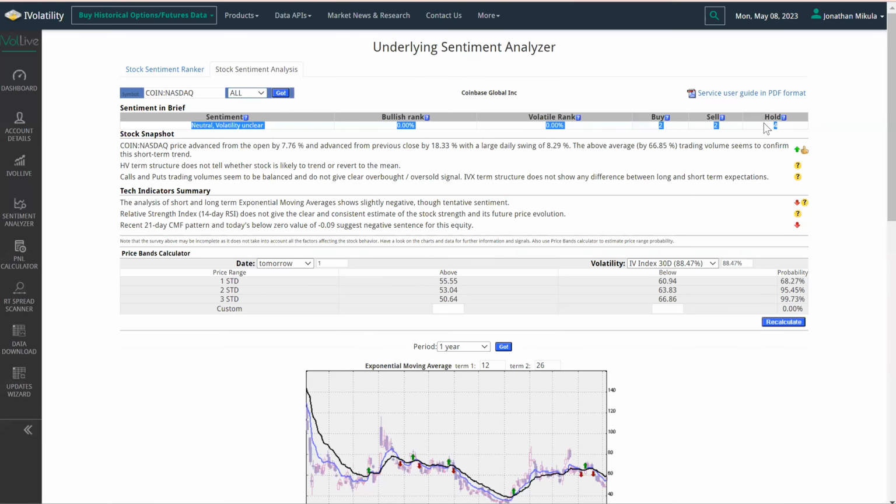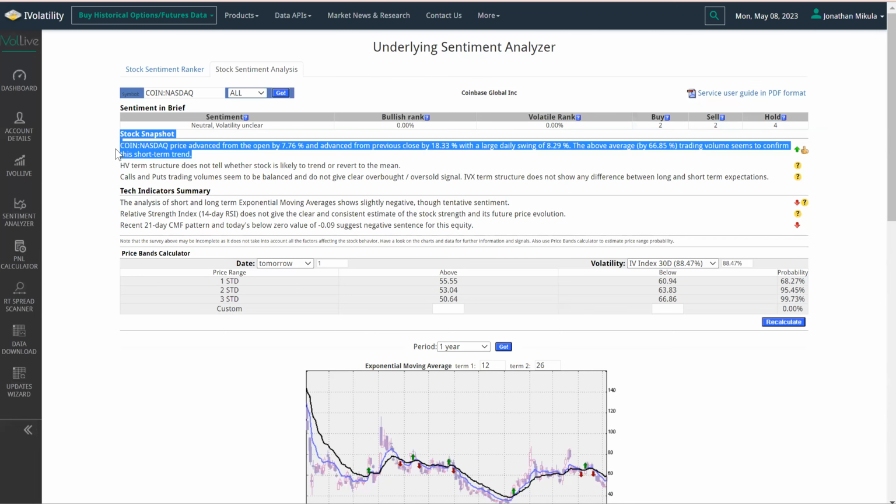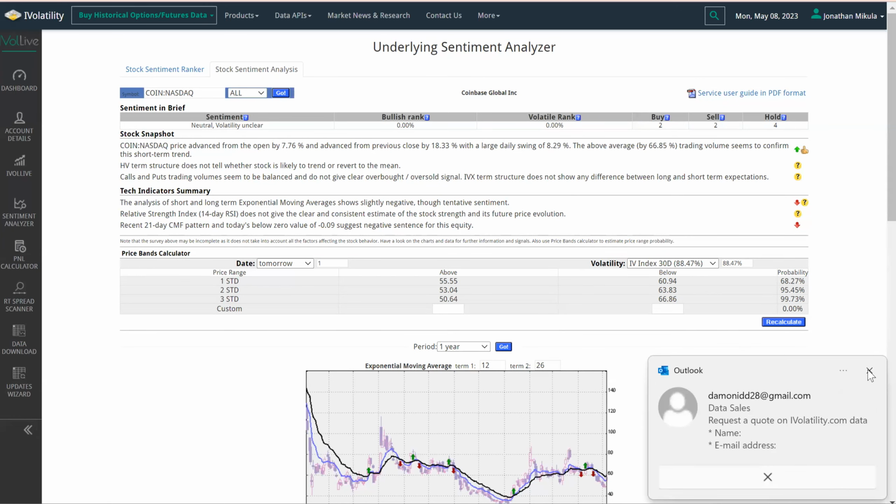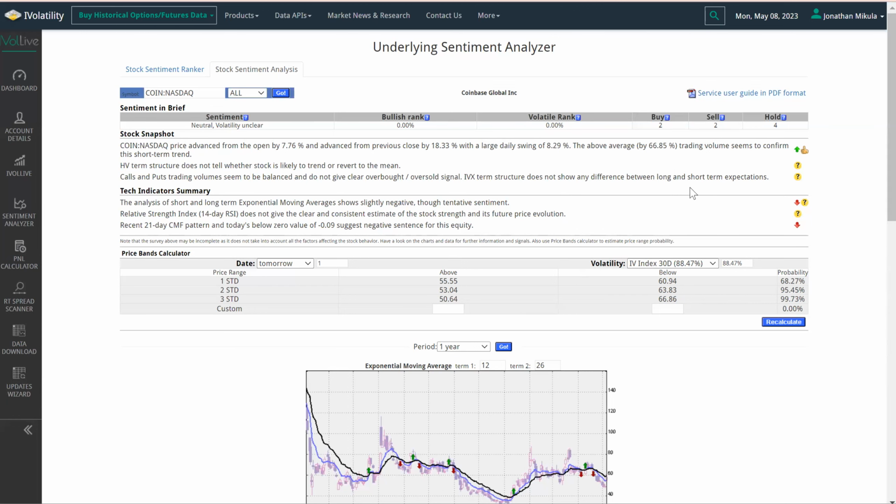And then these buy, sell, hold signals. You'll see a paragraph or two for our snapshot under this heading. What this is going to tell you is Coinbase's recent market action. It had a nice day on Friday on that earnings beat. It's going to look at the historical volatility structure and tell you, does this look like it will revert to the mean? It's going to look at calls and put trading volume, and in this case, calls and puts are balanced, so this does not give a clear overbought or oversold signal. It's also going to look at the IVX, the implied volatility term structure, looking ahead.